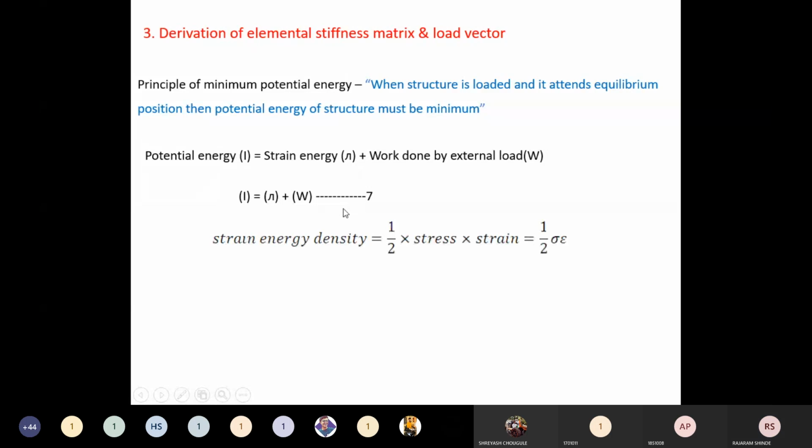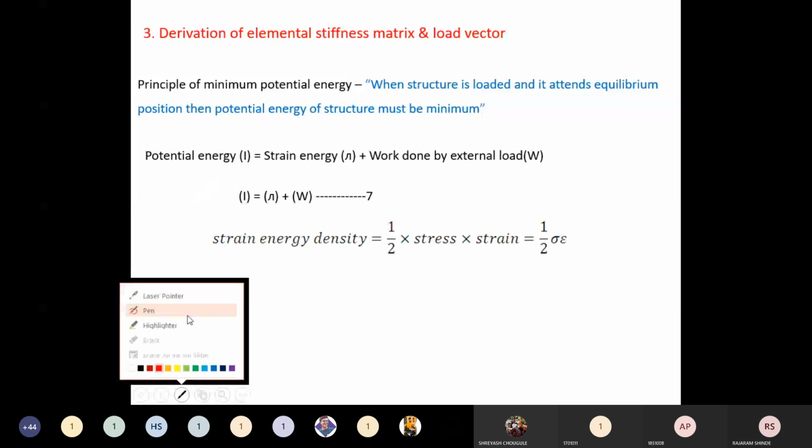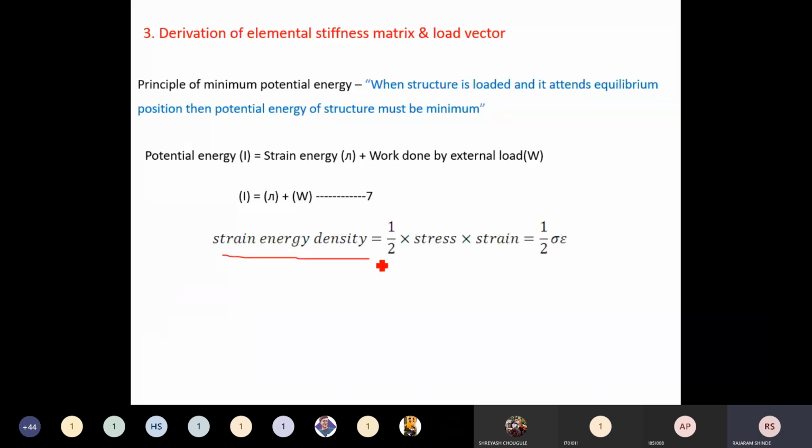Okay, now do you know this equation? Do you know this equation? Anyone? Suresh, do you know this equation? Yes, sir. Yes, sir. Next. Can I go for next? Preeti, do you know this equation?